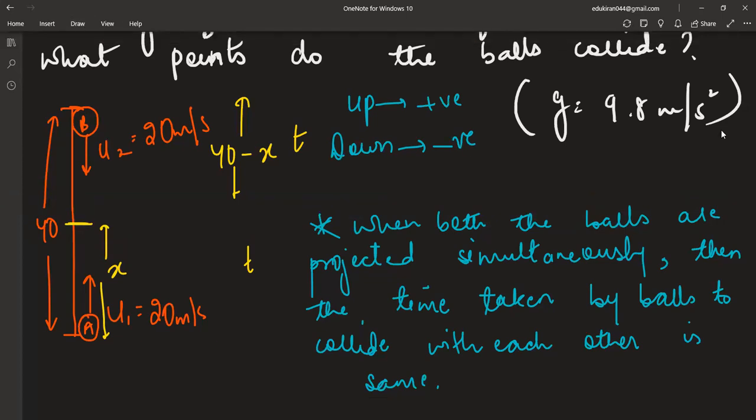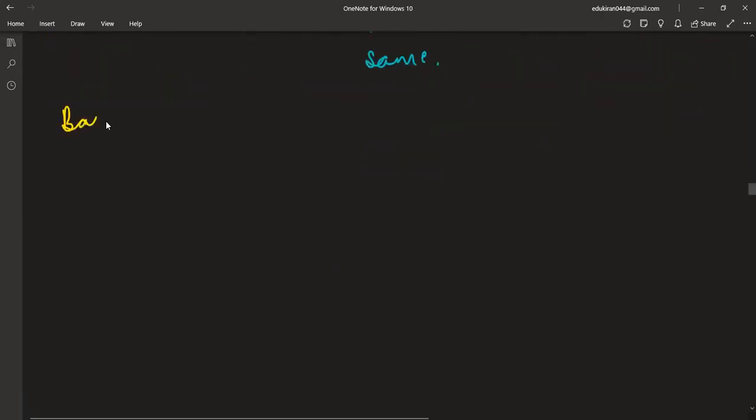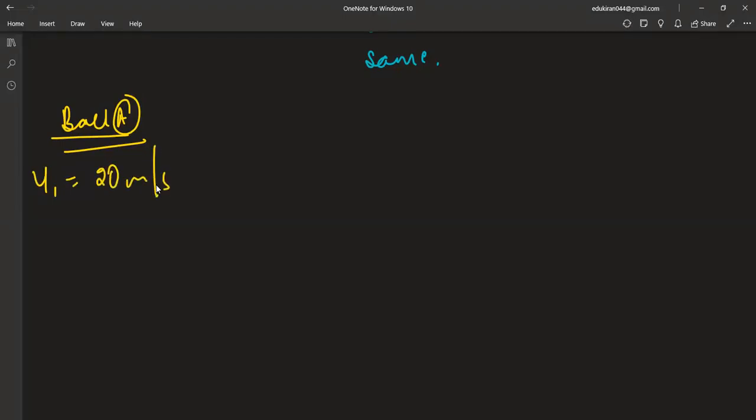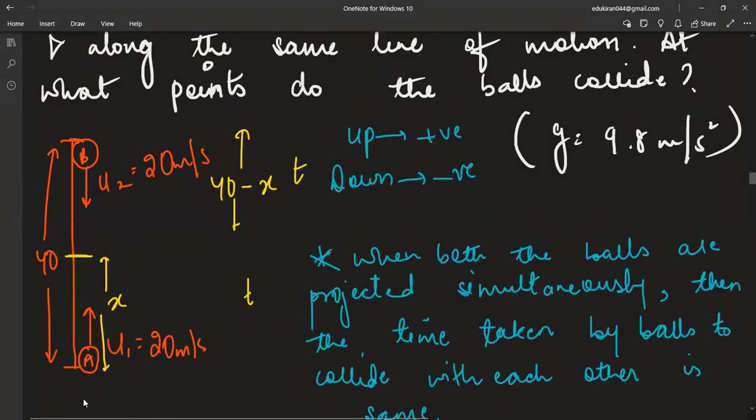Now let's talk about both the balls. They are on different paths. How will we calculate? Let's talk about ball A, that is the first one. It is having initial velocity 20 meters per second. This is thrown upwards, so this will be positive. Acceleration will always remain acceleration due to gravity, and it acts downwards, so this is negative. Displacement covered by the first ball is X, and displacement is covered in the upwards direction, so this X will be positive.